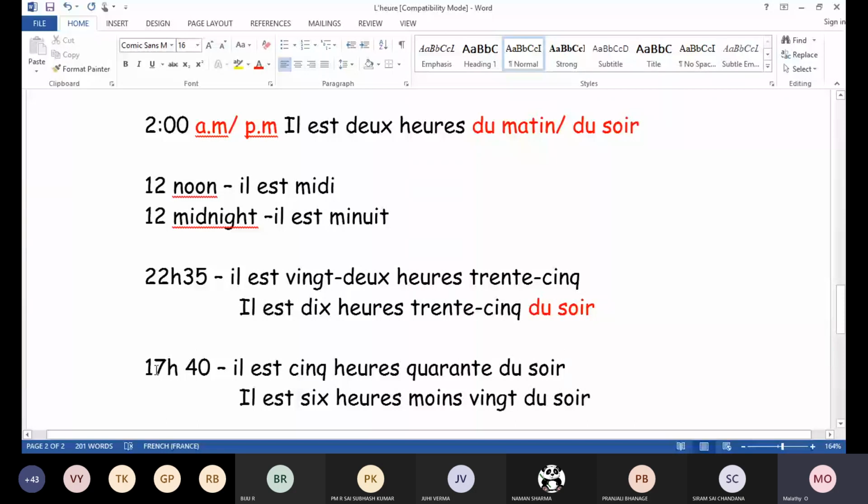And the same with 17 hours 40. It is 5:40 PM, and it can be written as 6 hours less 20. You can use this form also. It is 6 hours less 20 minutes, of the evening. Or you can directly write it as il est 17 heures 40.